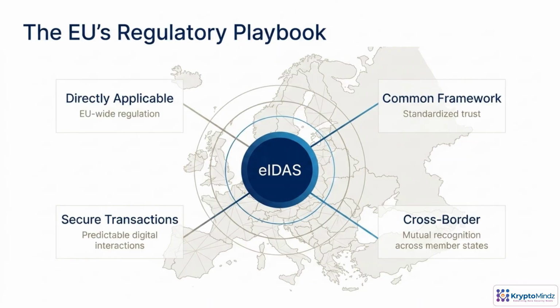You can think of eIDAS as the EU's digital trust playbook. To start, it's a regulation, not a guideline, so member states must apply it consistently. That's powerful for architects. The legal ground rules are stable and shared. It also sets a common framework for identification and signatures, so terms like high assurance or qualified signature mean the same thing everywhere. Together, this enables secure, predictable, cross-border transactions, such as a bank onboarding a customer from any EU country.